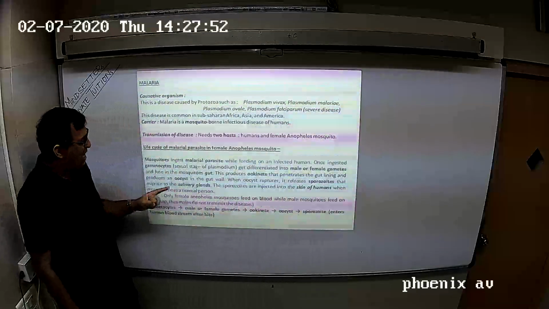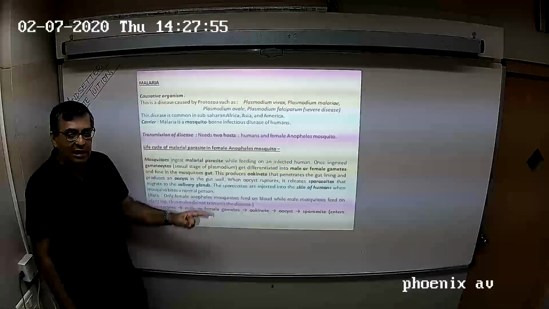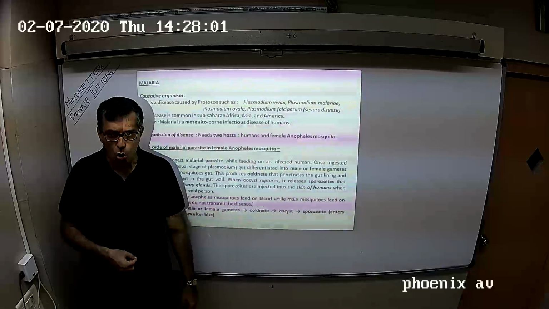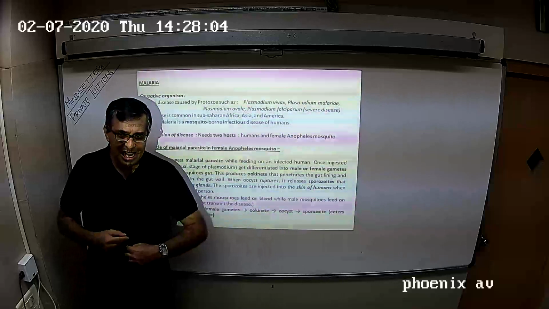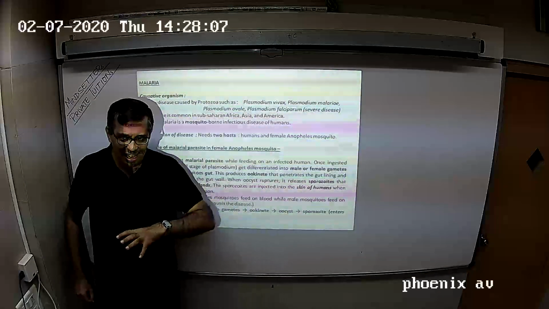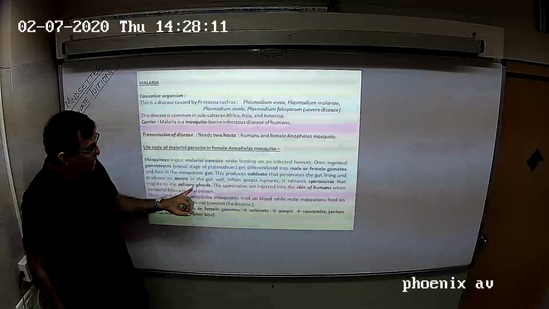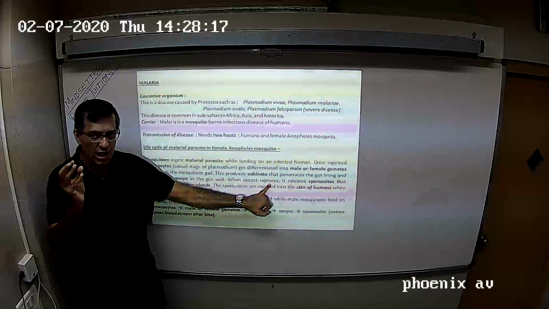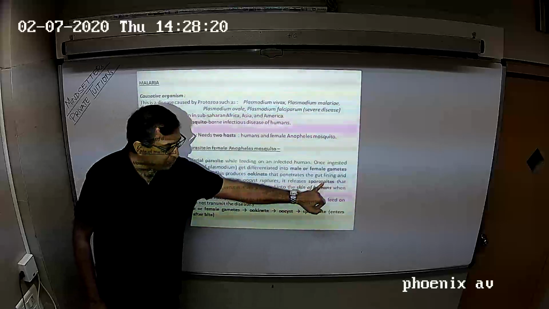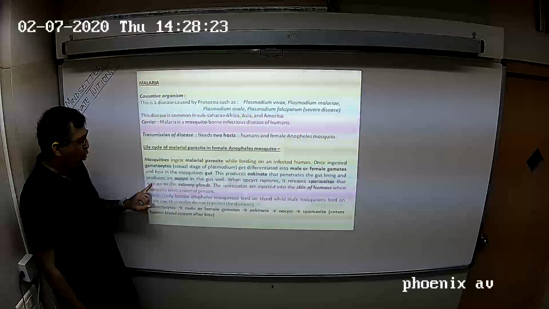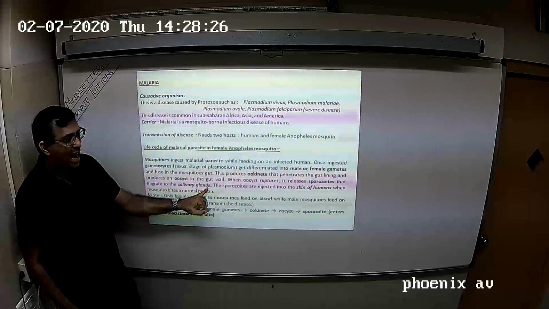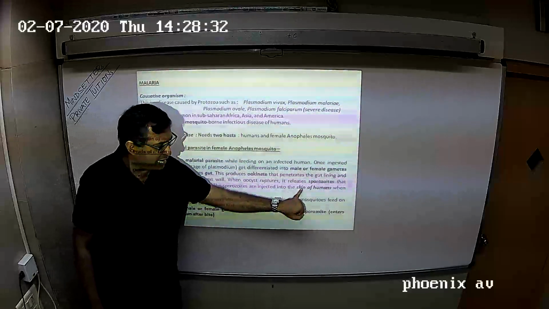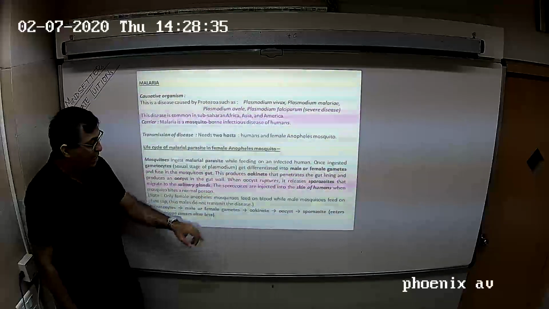Ookinete penetrates the gut lining and produces an oocyst in the gut wall. So, male and female gametes fuse to form a cell called zygote or ookinete. वो intestinal walls के अंदर एक swelling create करता है, and that swelling is called oocyst. And oocyst बनता है, and then the oocyst ruptures. Oocyst burst होता है. It releases something called sporozoites, and sporozoites migrate to the salivary gland, and when the mosquito bites another normal person, the sporozoites are injected into the skin of the human.